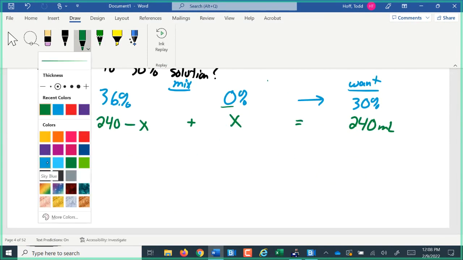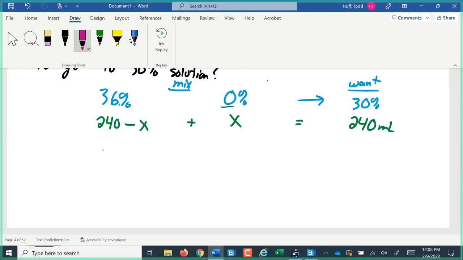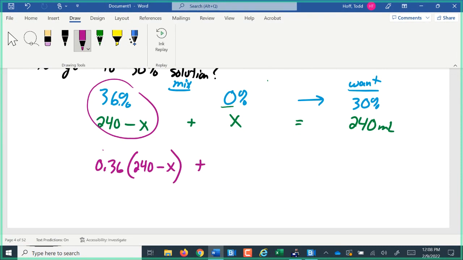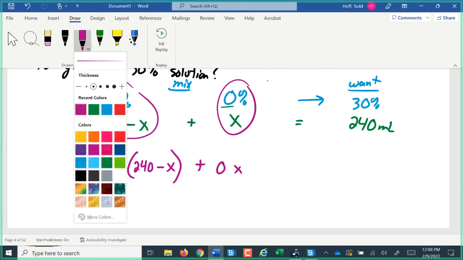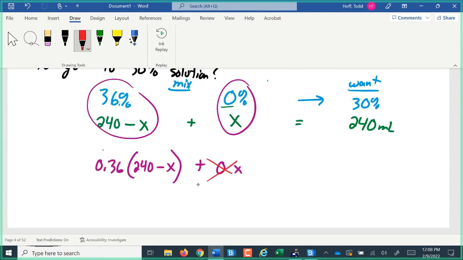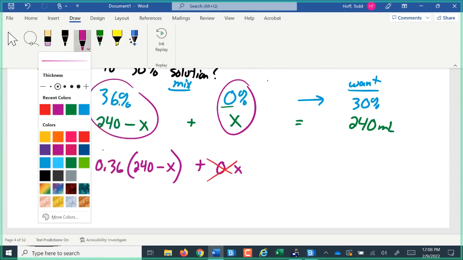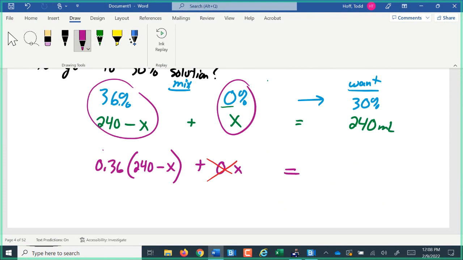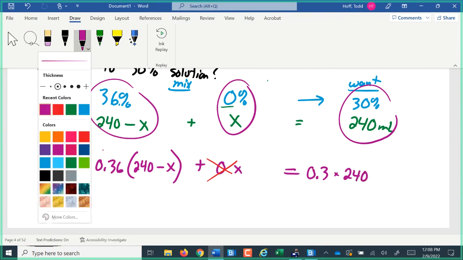Now we'll go ahead and write our equation. 36% is 0.36 times that amount of 240 minus X. We're going to add to that. For our normal saline, we have 0% times X. Well, 0x we know is just 0, so we're going to just cross that off. Equals, for the final amount, we have 30% times 240 milliliters.